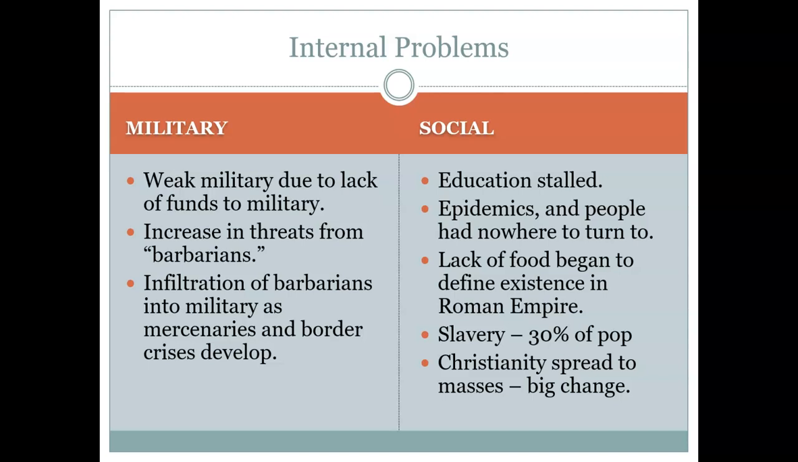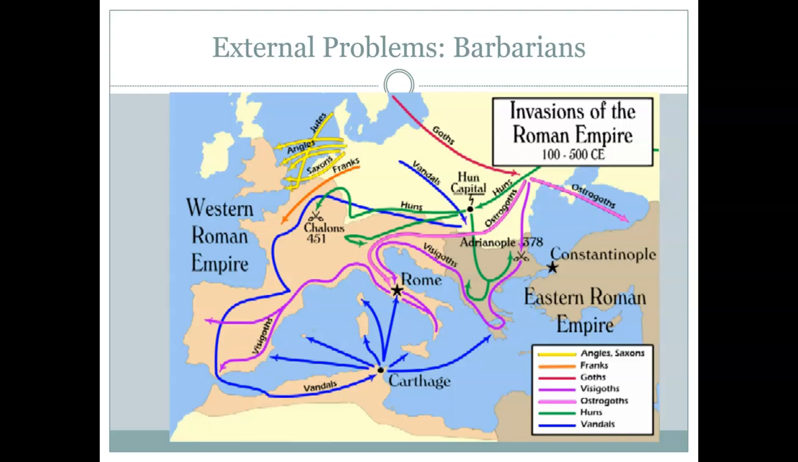We also have in the social system lots of things starting to stall, right? Education, a lack of food, hunger in the Roman Empire. Christianity is a big change, so lots and lots of issues. And lastly, at the same time, as the internal government starts to get sick, there are also some barbarian invasions. And if you had missed this, just note barbarians is a lousy word.